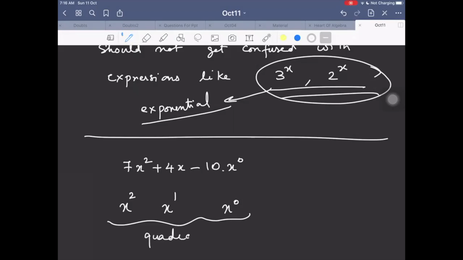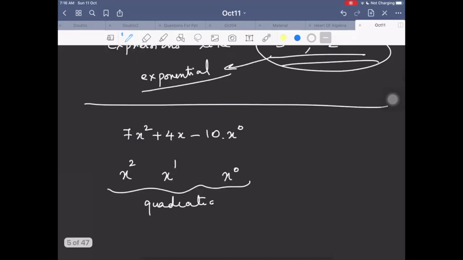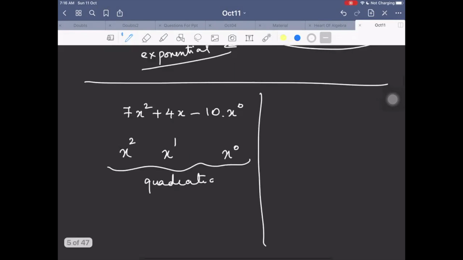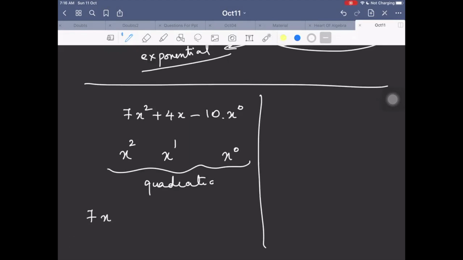And similarly for a cubic, you can have 7x power 3, say 2x power 2, plus x power 1, plus some constant. This is what a cubic is, because the highest power of x in the expression is x power 3.